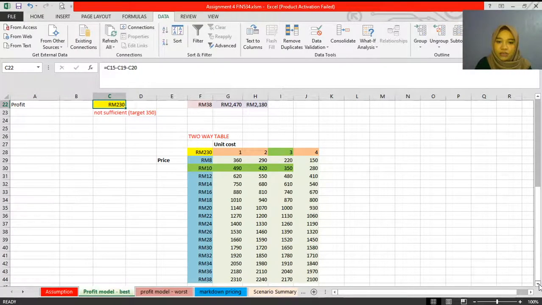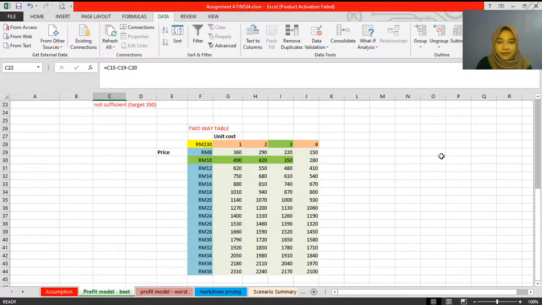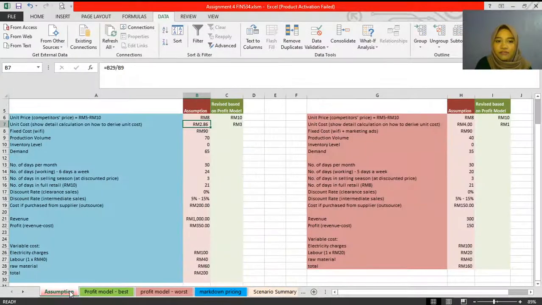I am making the two-way table with the same technique, using what-if analysis and data table, where I am changing the price and the unit cost. I got my profit of 350 ringgit if I change the price from 8 ringgit to 10 ringgit, and the unit cost to 3 ringgit.